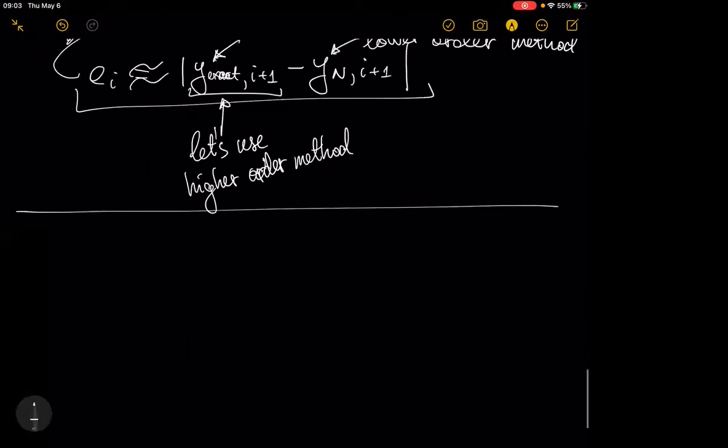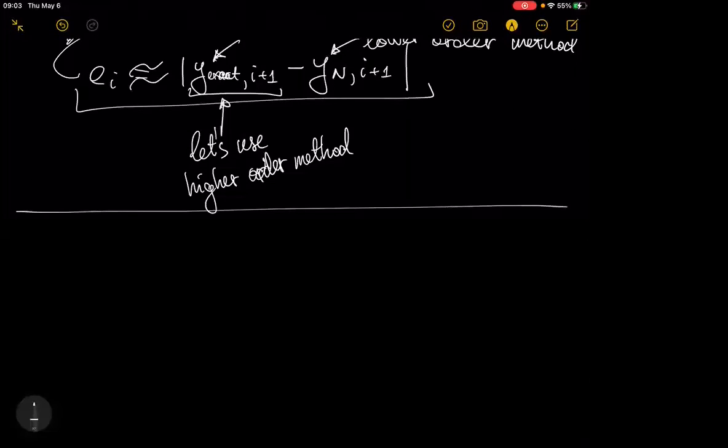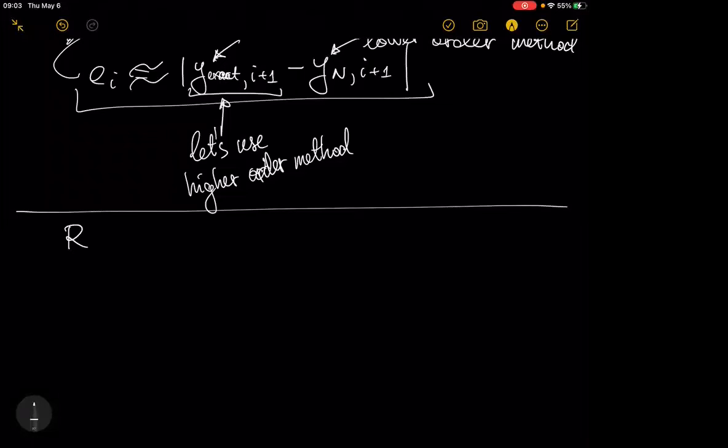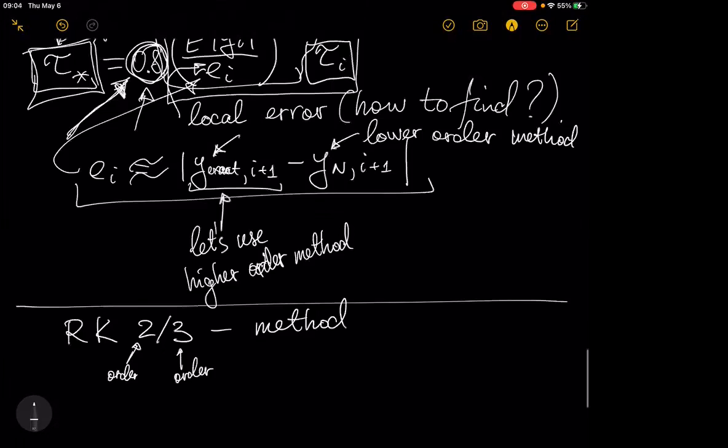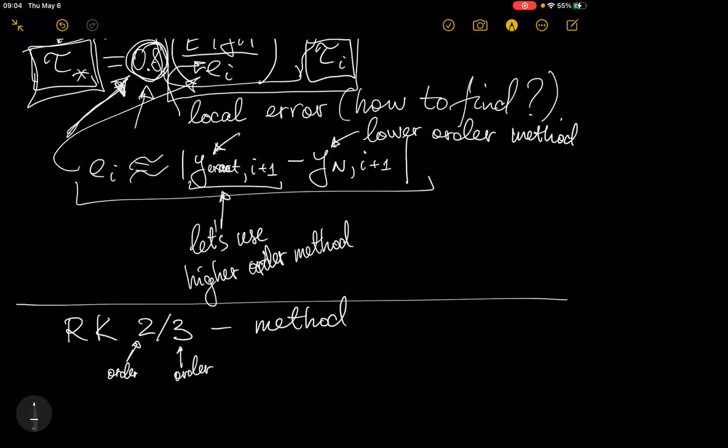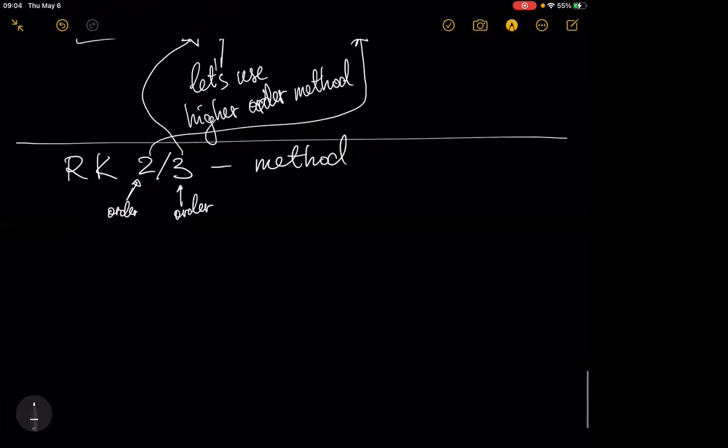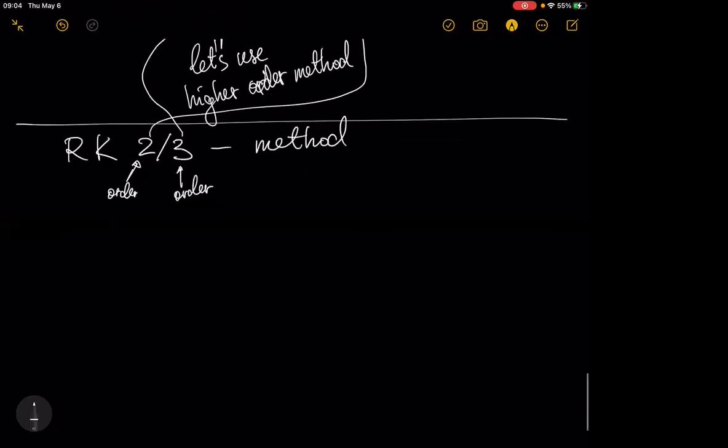Okay, so how to do this? Let us consider the so-called Runge-Kutta 2-3 method. So it's not 2/3, it's an order 2, order 3 method. Order 3 will be exactly this higher order method, and order 2 will be this lower order method. So this is what we will use to evaluate the error. How to do this? Okay, let me remind you what the order 2 method is essentially.